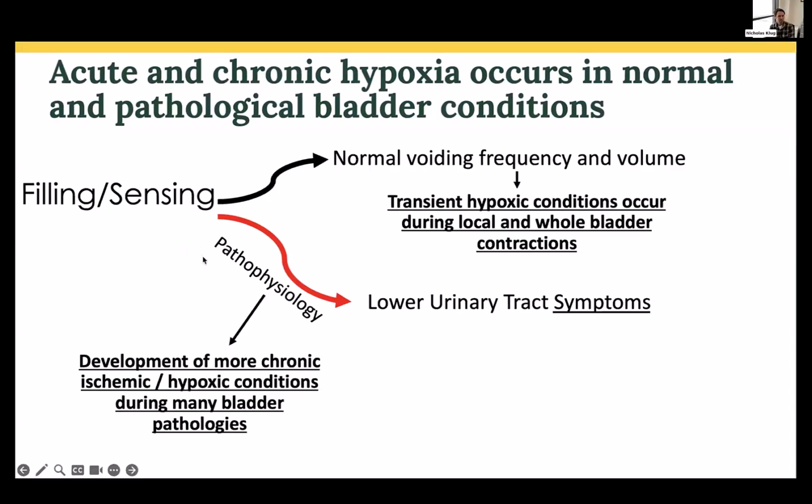But when we talk about the pathophysiology that occurs causing over, under active bladder and a whole host of other bladder conditions, this transient hypoxia seems to develop into more chronic ischemic hypoxic conditions, and chronic hypoxia seems to be a putative underlying mechanism for almost all of the pathological bladder conditions.